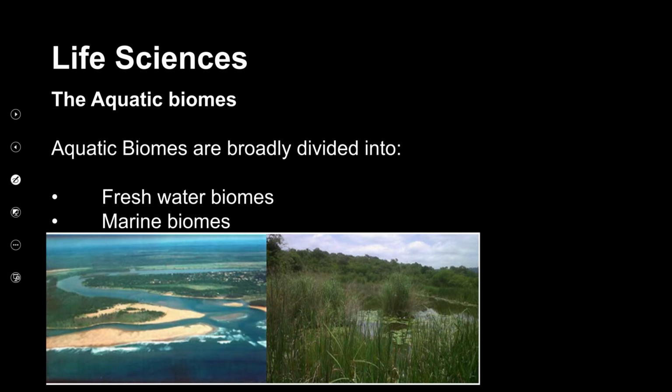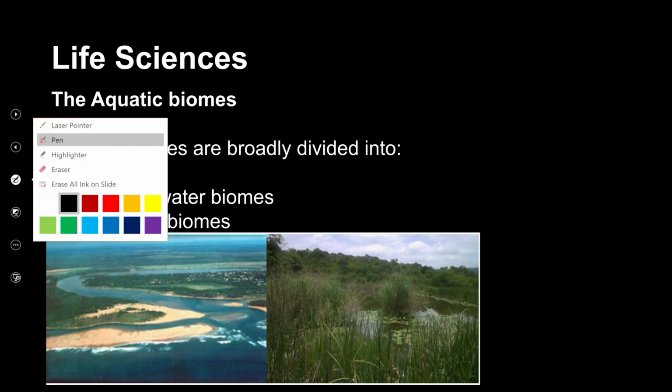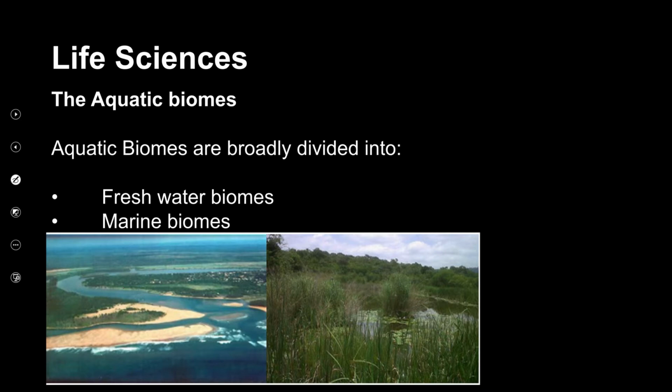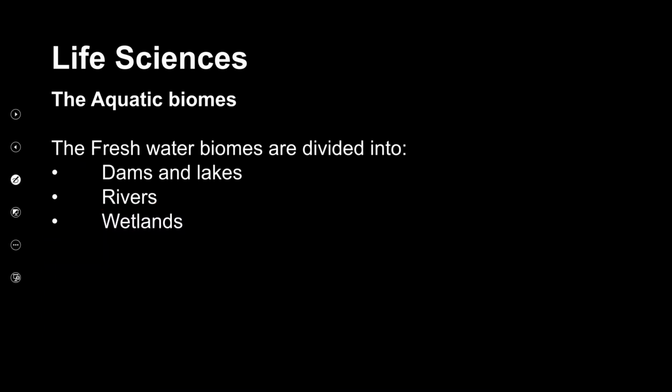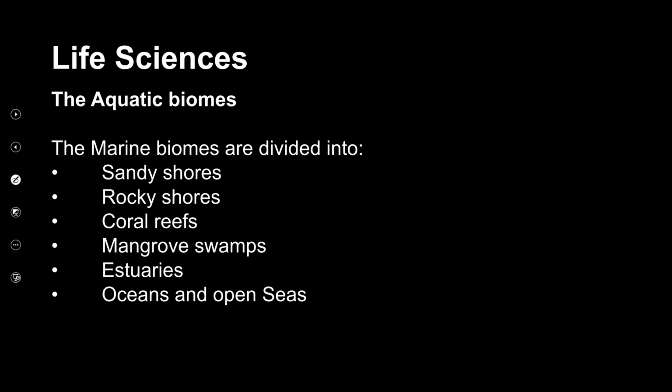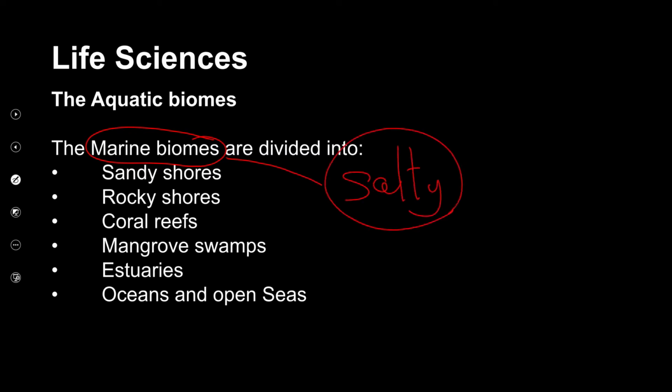We also need to refer to the aquatic biomes that we have. And these aquatic biomes are areas that are made up of either your freshwater biomes or your marine biomes. And in South Africa, we have a diversity of dams and lakes, rivers and wetlands that make up the freshwater ecosystems. As we have freshwater ecosystems, we also need to recognize that we have your marine ecosystems. And these are ecosystems that contain water that is salty, so they have different percentages or concentrations of salt, as well as different terrains and areas.